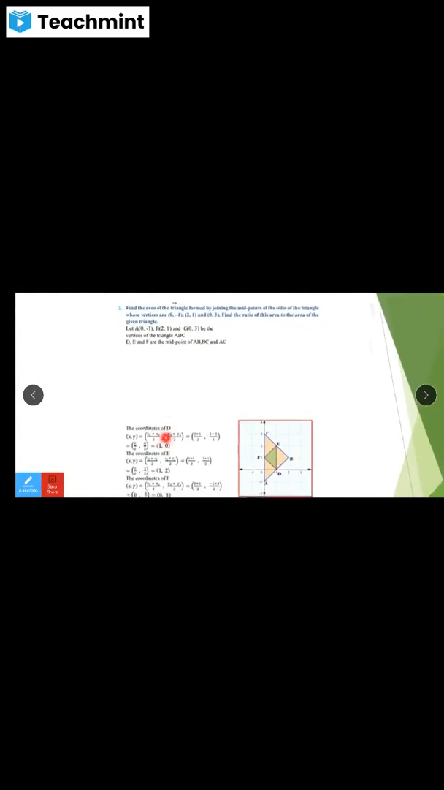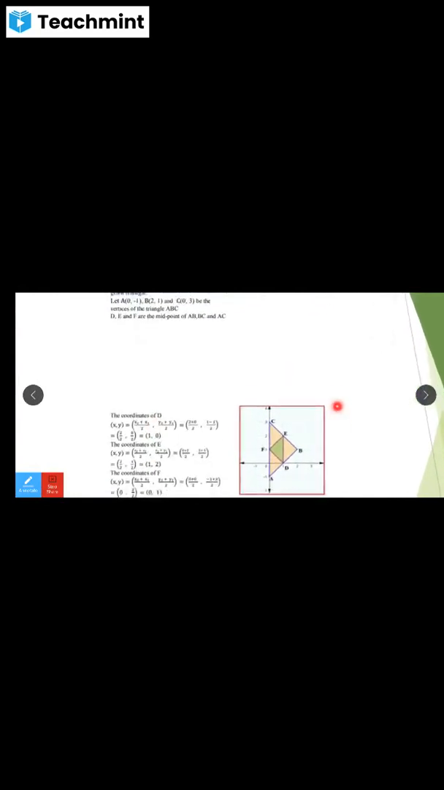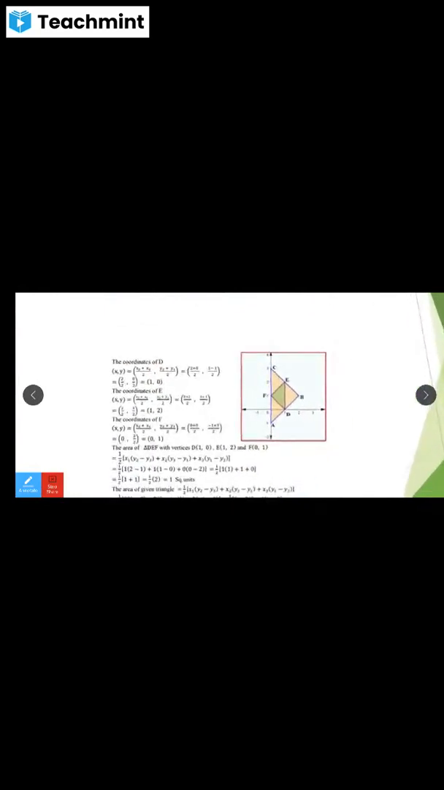So to find the coordinates of D, what is D? D is the midpoint, is it right? D is the midpoint of AB. So by the midpoint formula we can find the coordinates of D. By the midpoint formula we can find the coordinates of E. By the midpoint formula we can find the coordinates of F. Okay, after that, by finding the coordinates of DEF we can find the area of triangle DEF by the area of triangle formula.